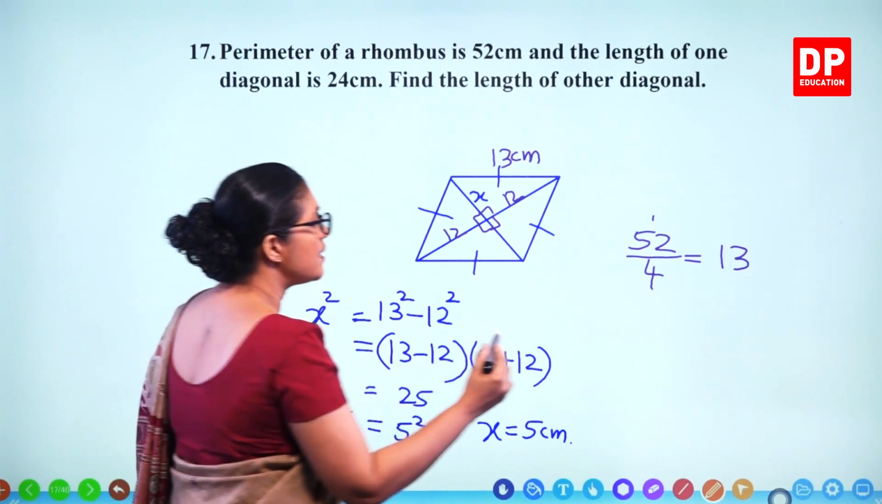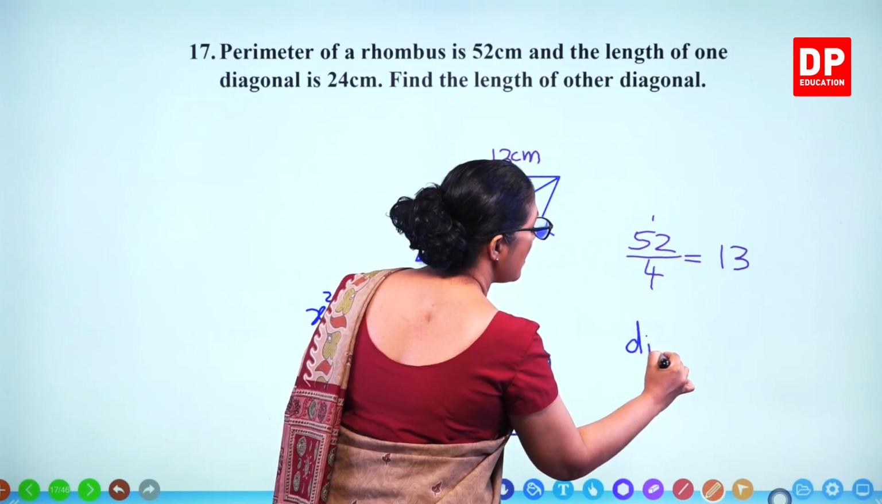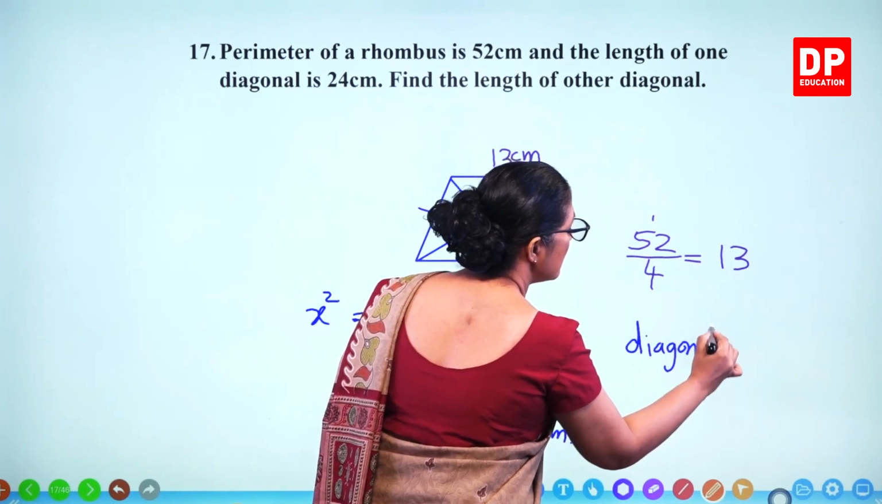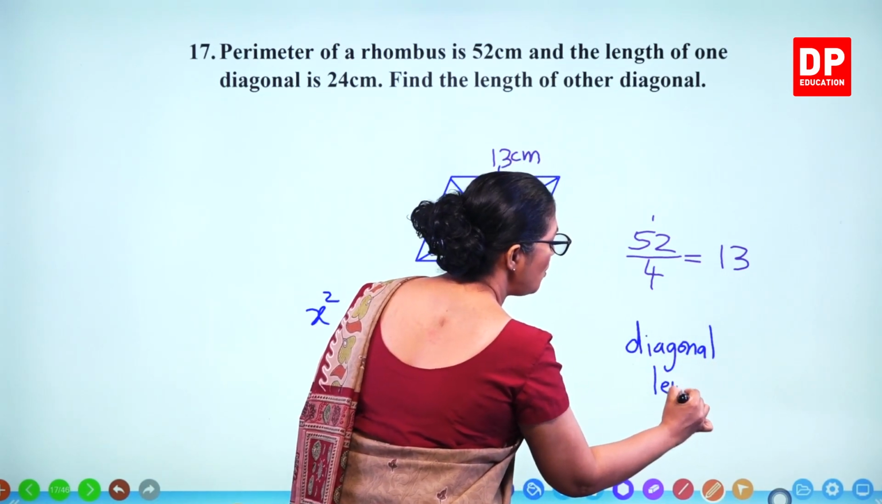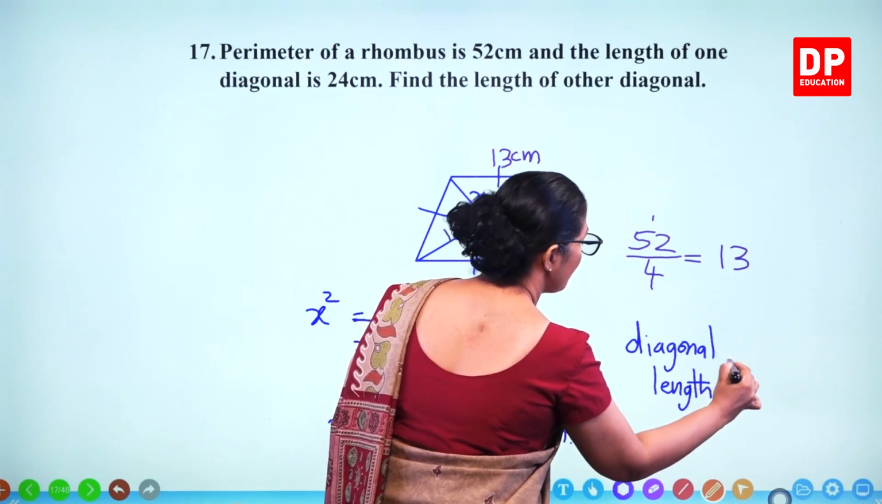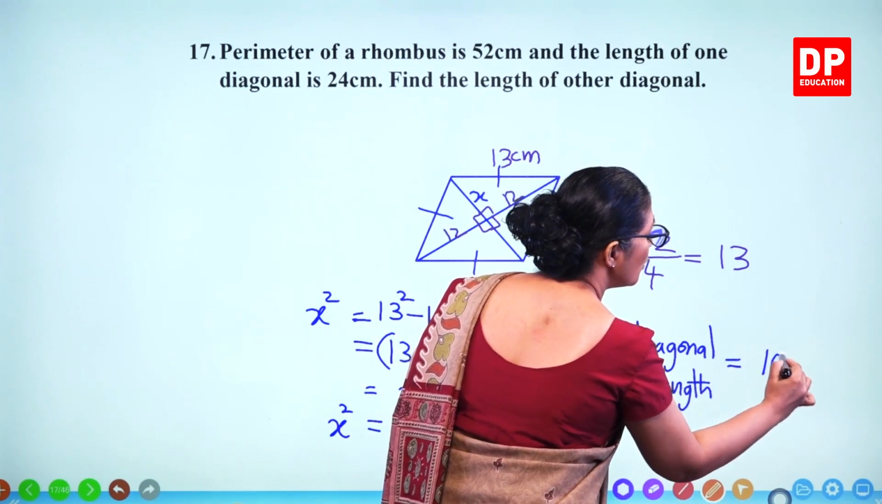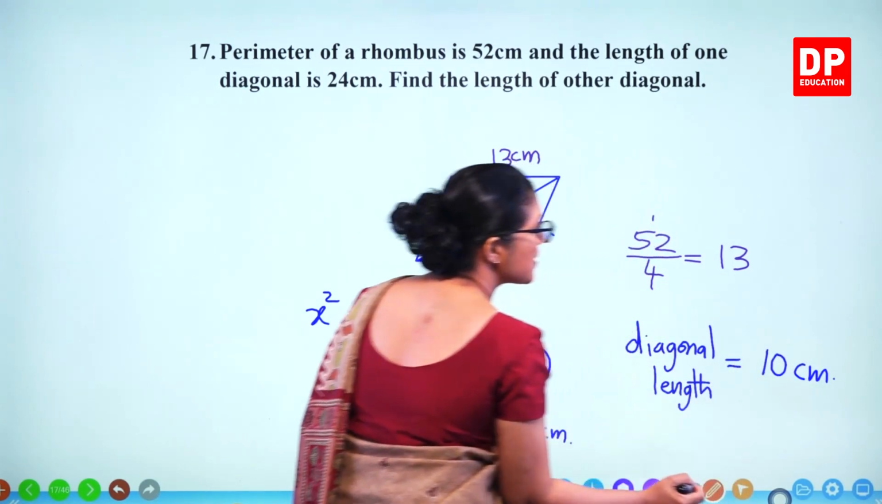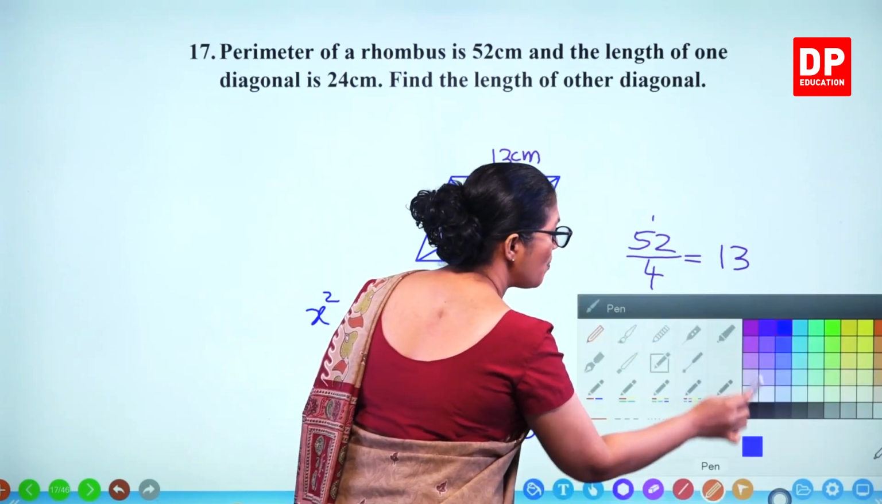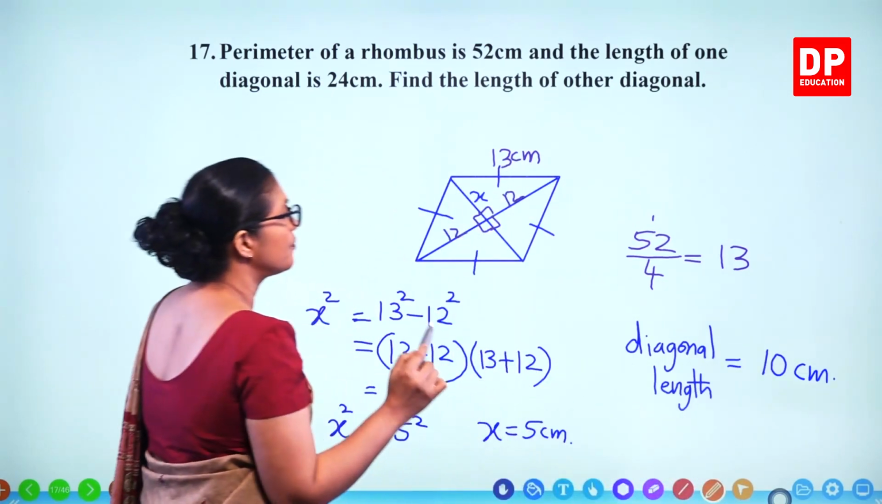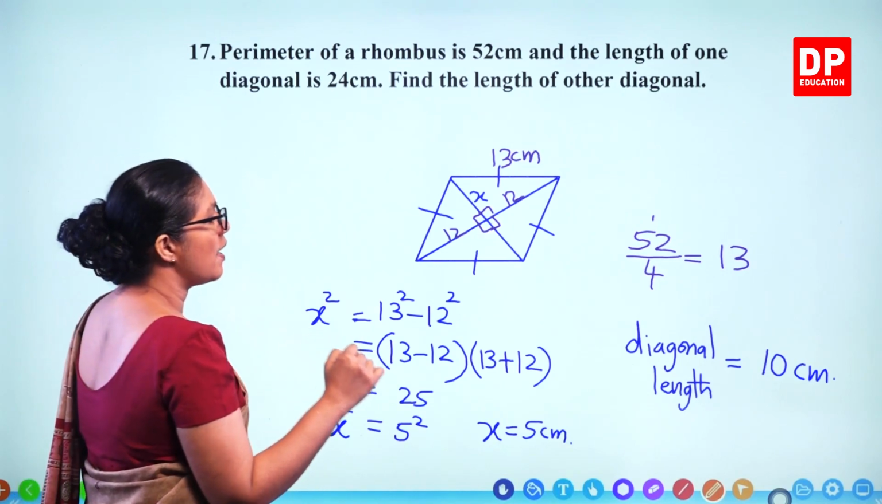So what's the other diagonal length? Diagonal length is equal to 5 times 2, 10 centimeters. So you get 2 marks for that. Finding the length of the other diagonal.